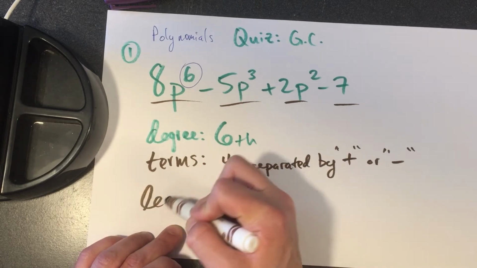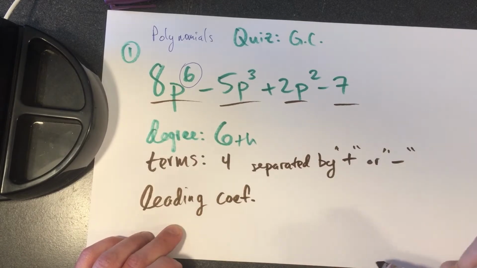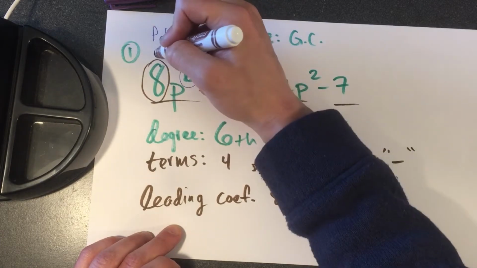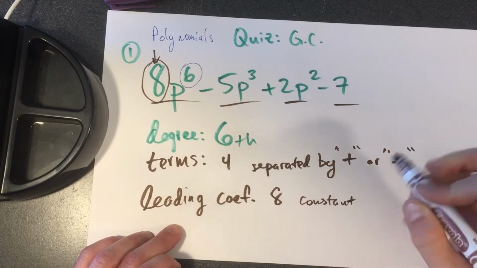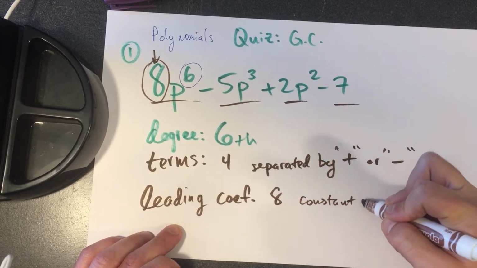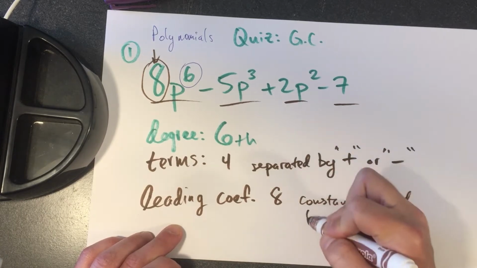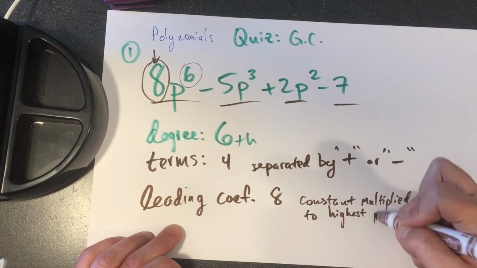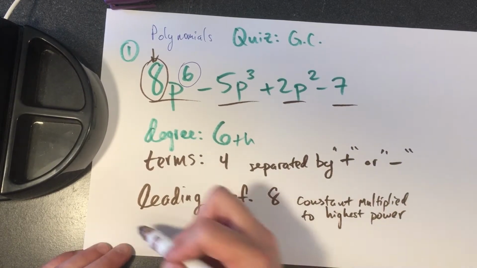Look at the leading coefficient next. I'm going to abbreviate that as coef. Leading coefficient, that would be 8. Because it's the constant multiplied to the highest power or degree. Well, let's use power here. Exponent, etc. And one last thing, we'll talk about end behavior here.